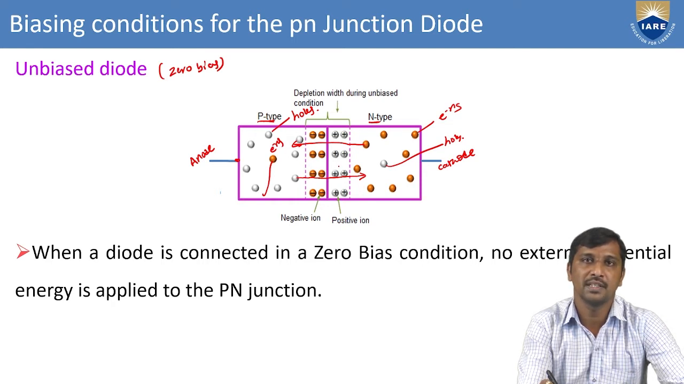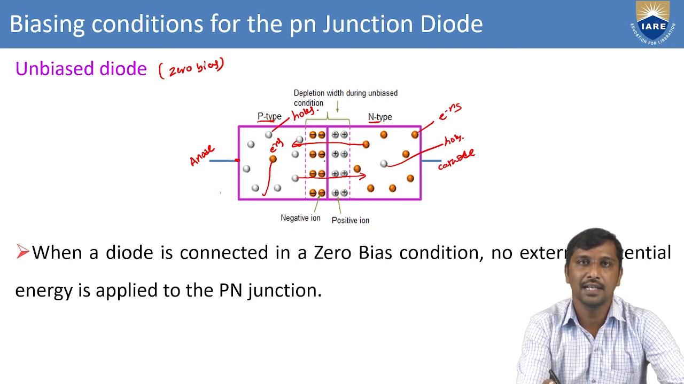It does not move further into the space here. So that is the reason it becomes an immobile ion, and it changes the polarity of that ion. Here the electron is a negative charge particle, hence it becomes a positive ion. Similarly, whenever the holes diffuse from the P side to the N side and lose their energy, they become immobile ions, represented by negative ions.